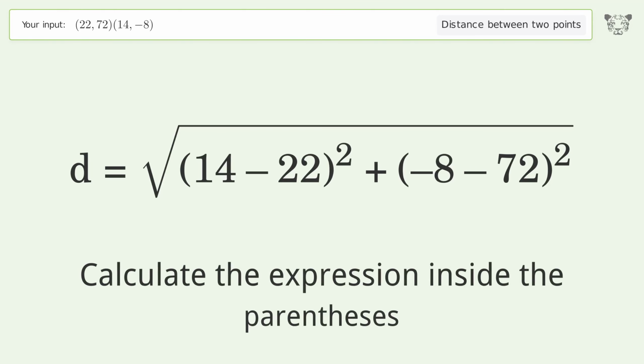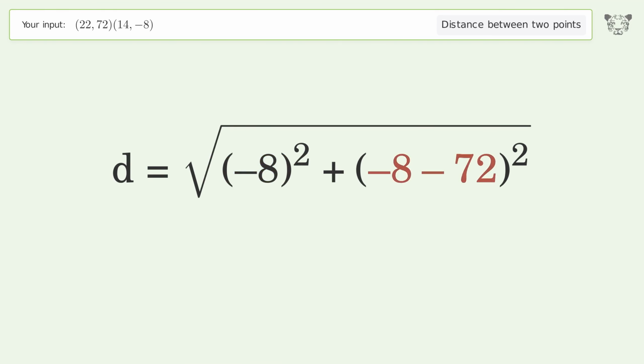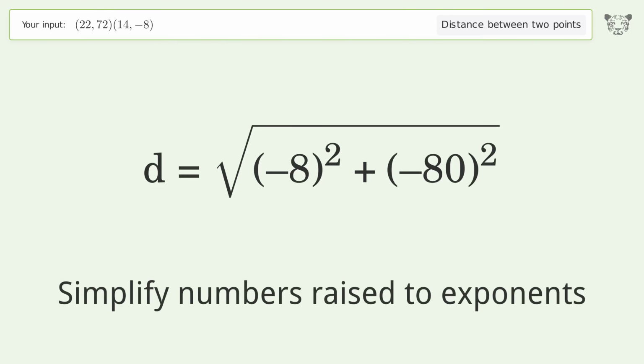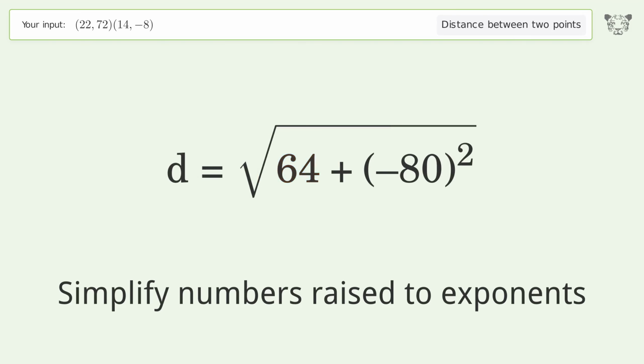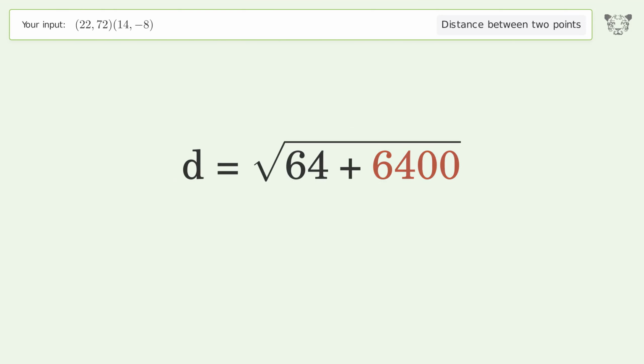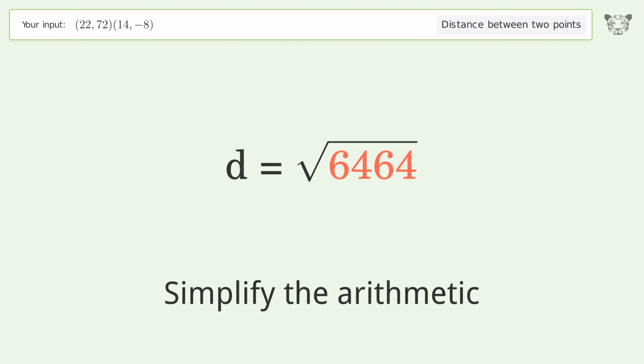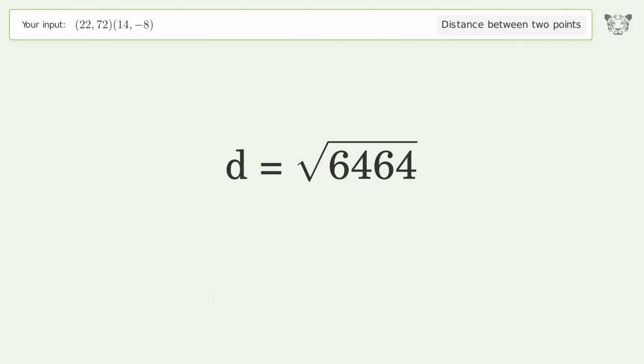Calculate the expression inside the parentheses. Simplify numbers raised to exponents. Simplify the arithmetic. And so the distance between the 2 points is the square root of 6,464, or 80.399.